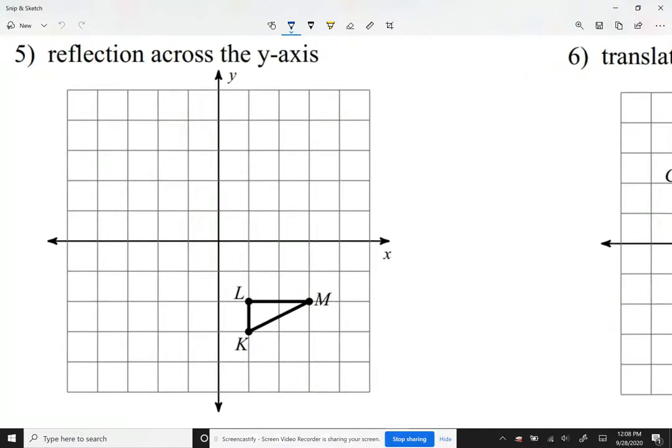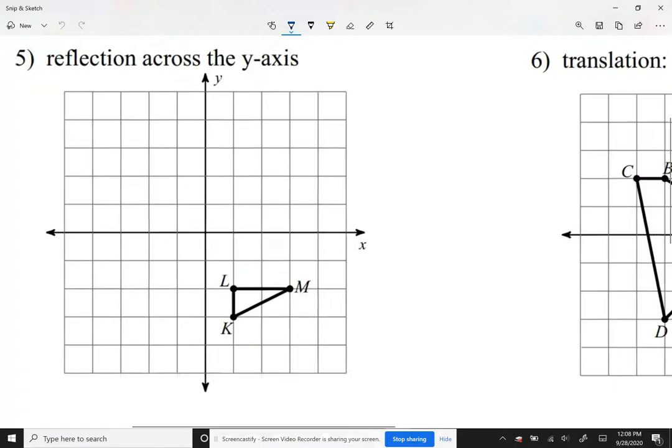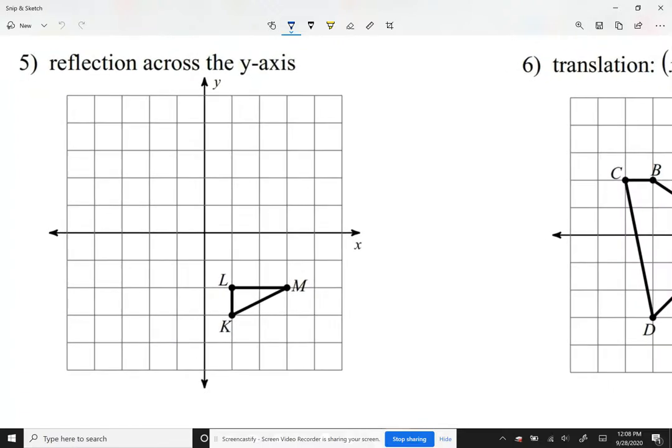Special cases. When it comes to reflection and rotation, special cases, the formulas are given in our notes. So make sure you take a look at the notes. So reflection across the y-axis, that's a special case. Looking at our notes, it says reflection across the y-axis, (x, y) becomes (negative x, y).